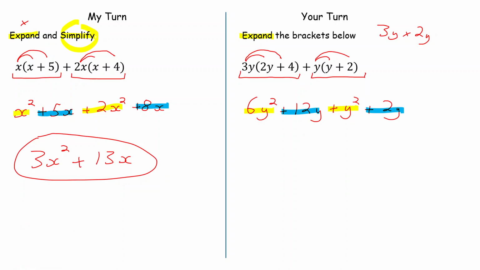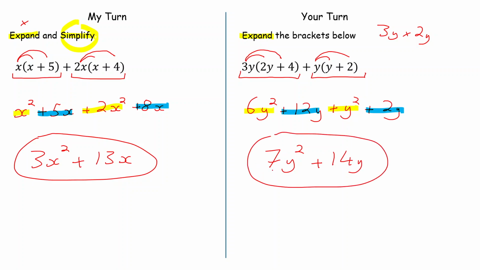So what's 6y squared add 1y squared? It's going to give you 7y squared. And you've got a plus 12y plus a 2y is going to give you plus 14y, and that is your answer. Again, you can't combine this in any way because a y squared and a y are different variables, so you've got to keep it separate if you're adding. If you got that answer, well done, that's really good.